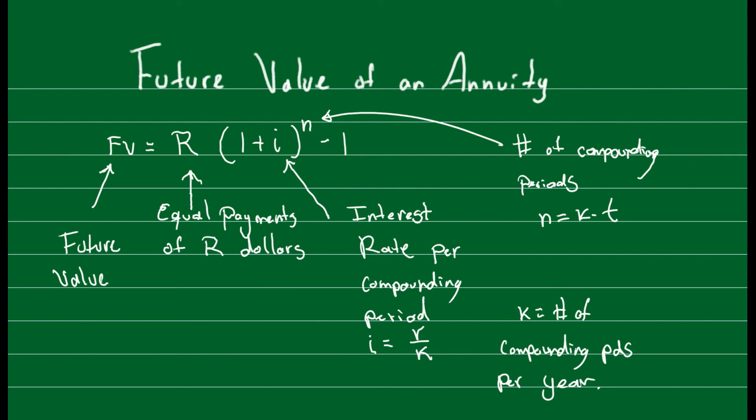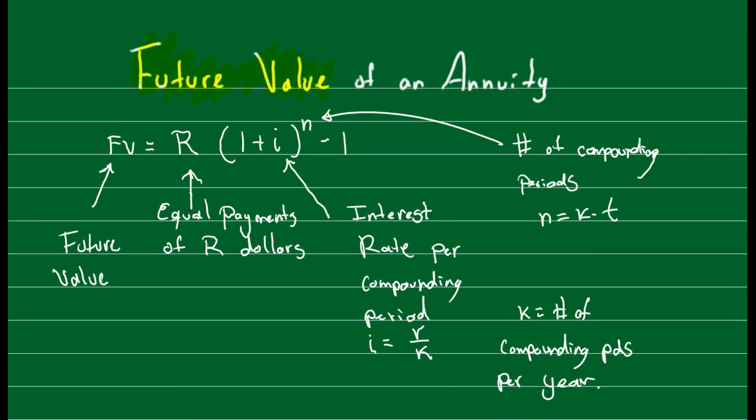This is the formula that you want to use. And what is this formula called? This is the future value of an annuity. If we keep putting the money at the end of each year for X amount of years, how much would this grow to be? So let's see here. The future value of an annuity is going to be equal to R. Well, R in this case represents the amount of equal payments of R dollars that you're putting in. If you're putting in at the end of a year $1,000 every year, well, that's your R.